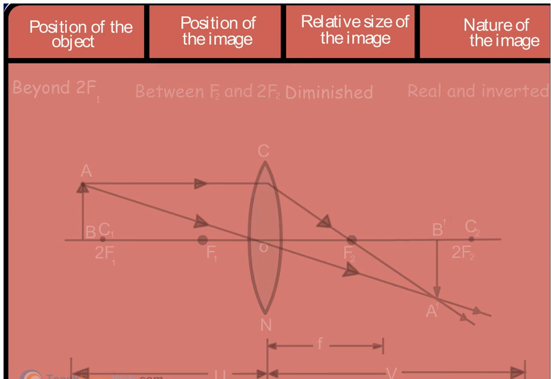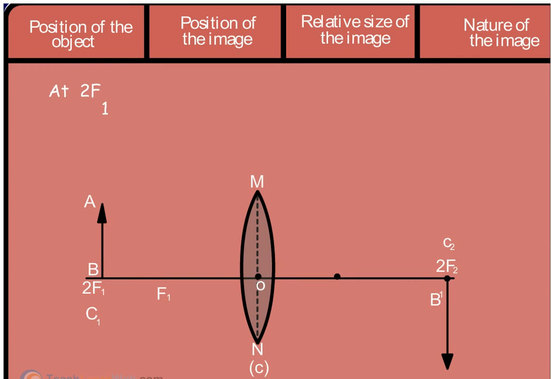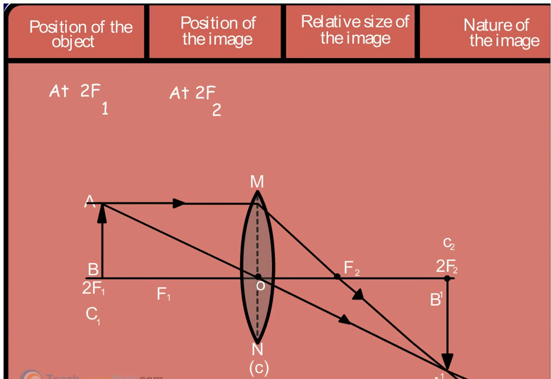If the position of an object is at 2f1, the position of the image is at 2f2. Relative size of the image is same size and the nature of the image is real and inverted.